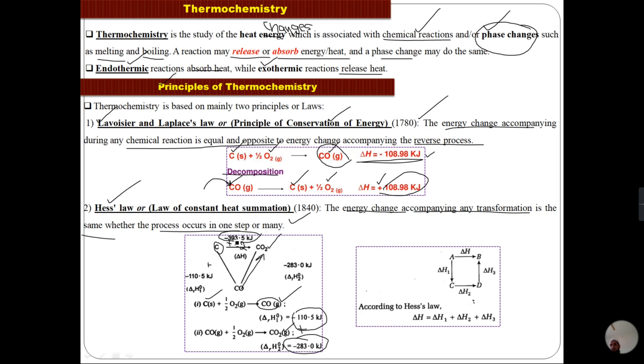So the conclusion is that whether you do a chemical reaction in a single step or you do the same reaction in multiple steps, the heat changes always remain the same. This is called Hess's law. Now the question is why it's called the law of constant heat summation.